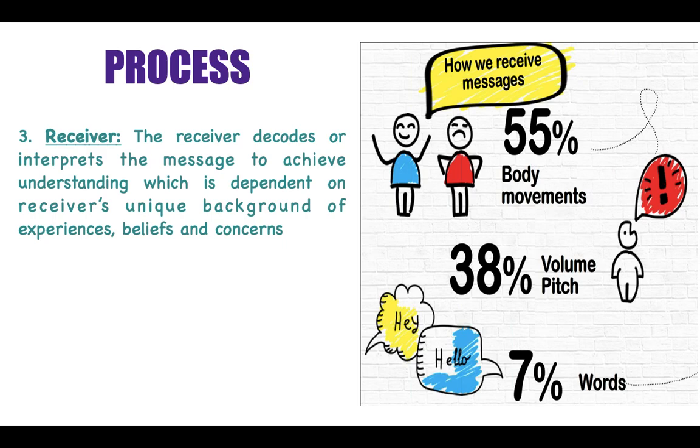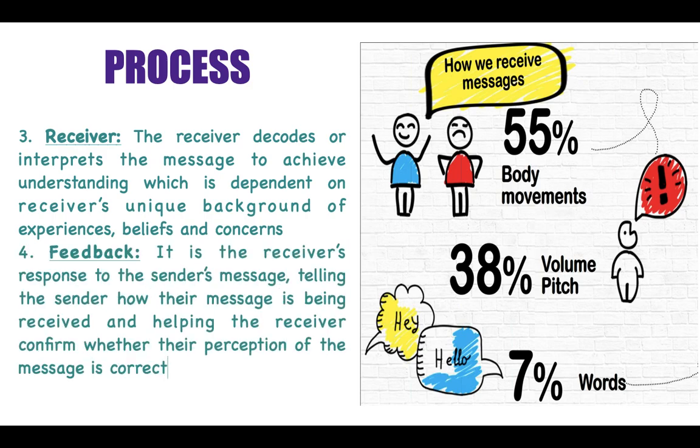So, when we talk about the receiver decoding or interpreting the message to achieve understanding, this is basically dependent on the background of the receiver, his experiences all his life, and the beliefs and concerns he has had all his life. That will make up how he receives the message being sent by the sender. The fourth element is the feedback. Now, when the message is decoded by the receiver, he sends feedback to the sender.